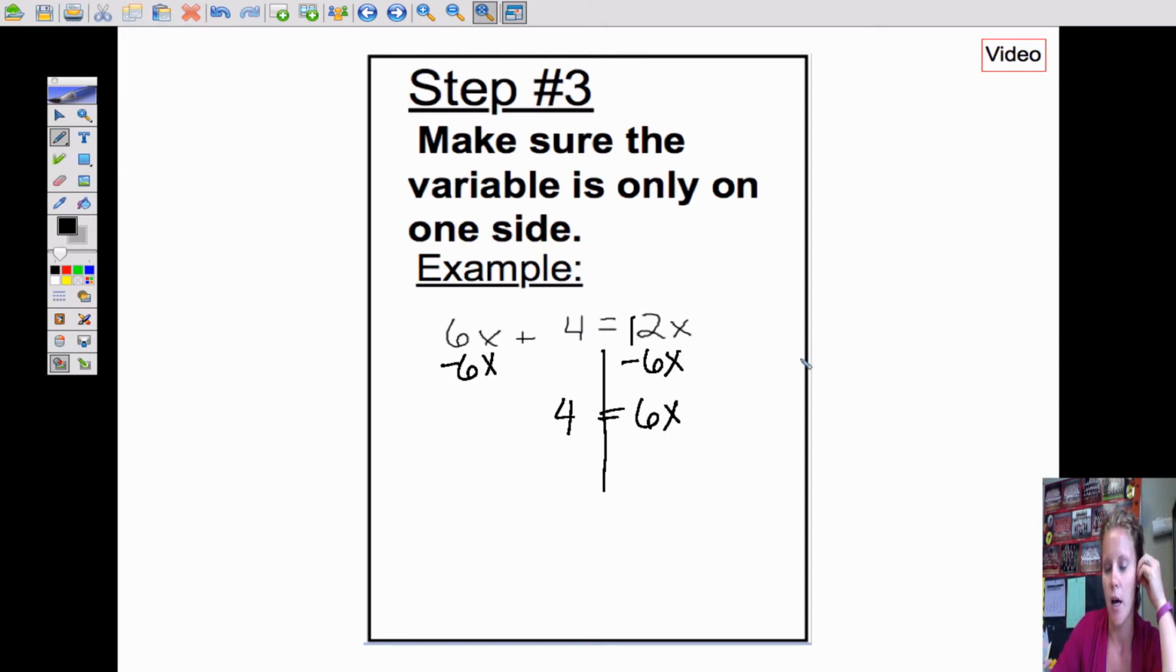Okay? Sometimes you'll have negative x's. So let's say I had something like 5x plus 3 equals negative 3x plus 6. Okay? Notice here that negative 3 is smaller than a positive 5.